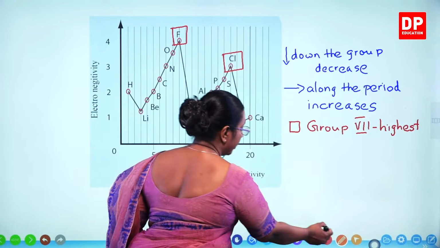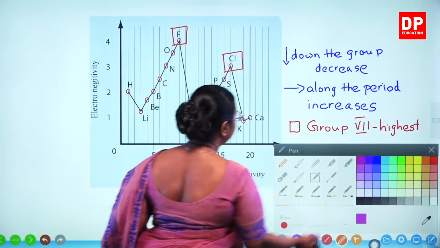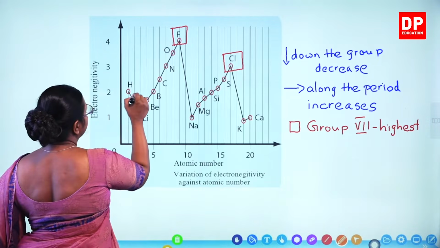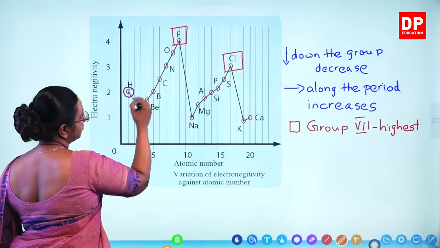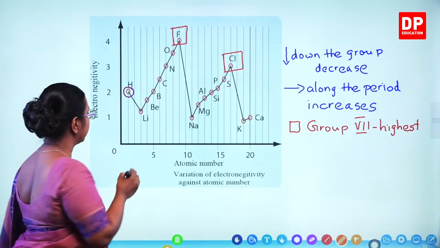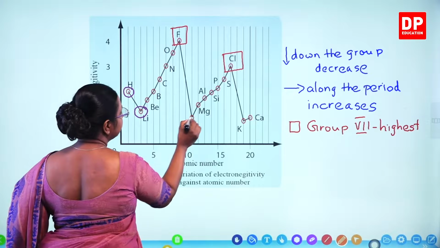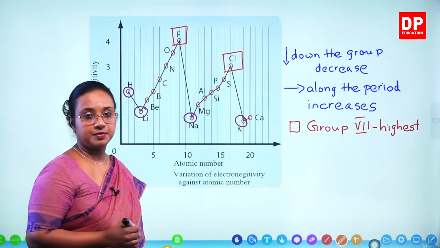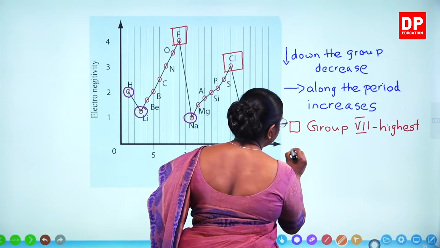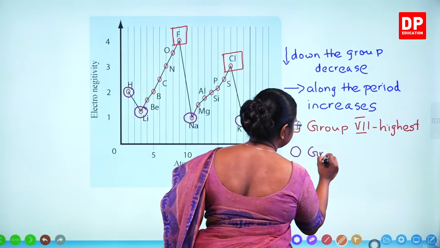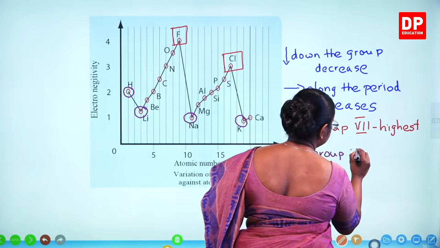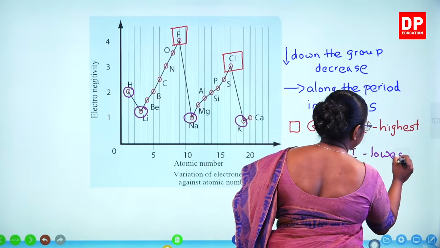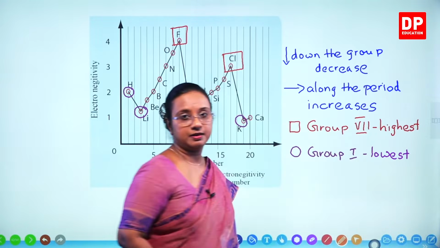The same way you can notice that in all the groups, group 1, that is starting from hydrogen, of course has no other elements in the same period. Then we have lithium, sodium and potassium. Those are the group 1 elements. They have the lowest values in each period.